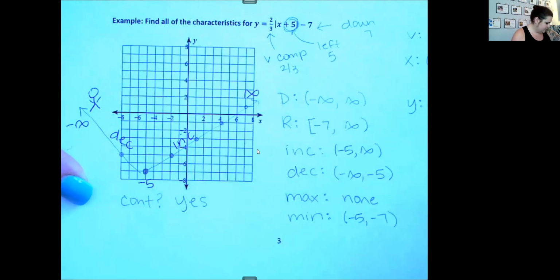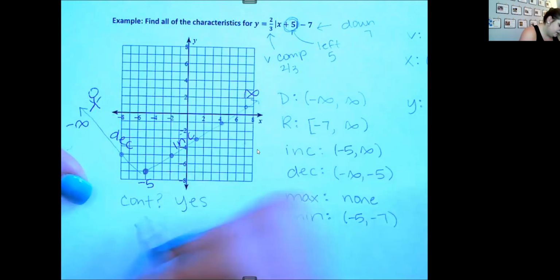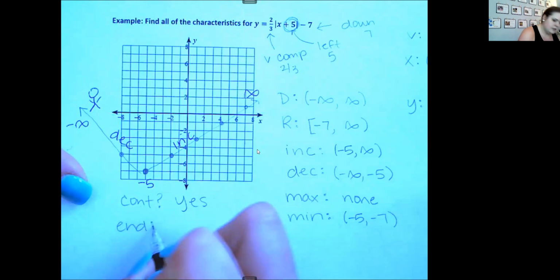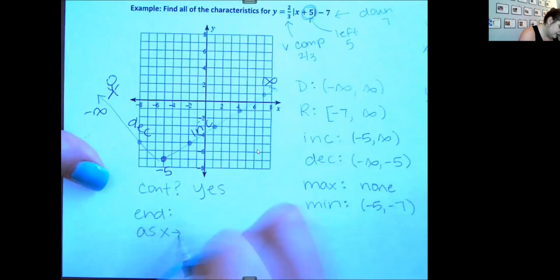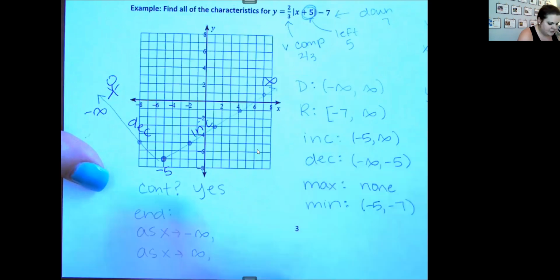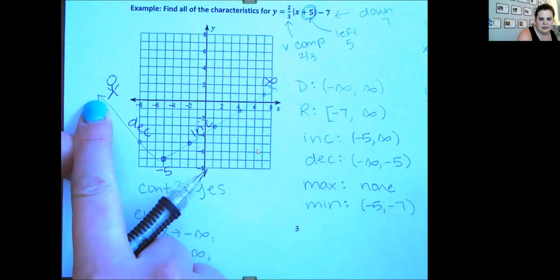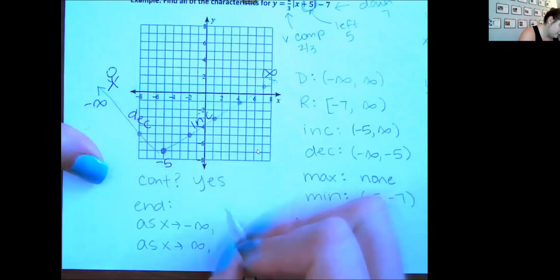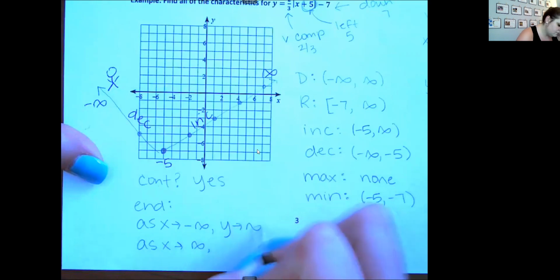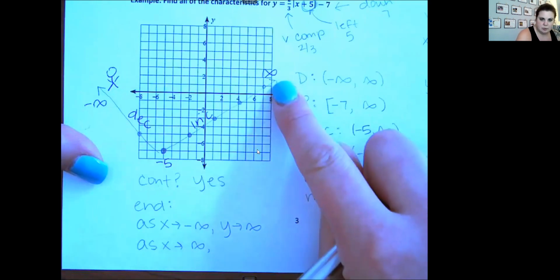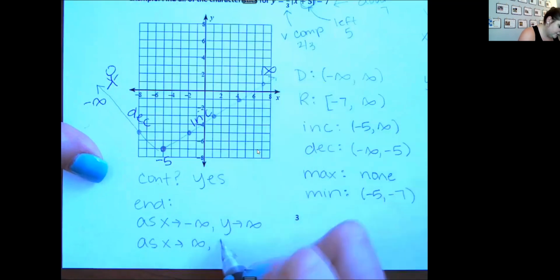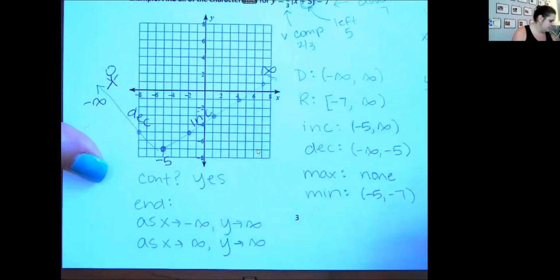And then last, I want to do my end behavior. So as x goes to the left and as x goes to the right, that's what we want to look at. So as x goes to the left, the arrow is pointing up, so y goes to positive infinity. As x goes to the right, as we look at the right arrow, the arrow is pointing up, so again, y goes to positive infinity.